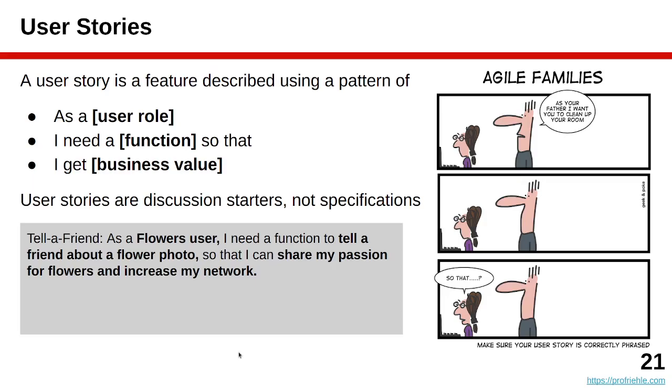So here's an example, the tell a friend feature from the Flowers application. As a Flowers user, so in that user role, I need a function to tell a friend about a flower photo. So here's the functionality. I can tell a friend about a flower photo, implied here sending email from the application, so that I can share my passion for flowers and increase my network. Here's the business value. The user gets a little piece of happiness sharing their passion, but also increases their network on Flowers. All right.